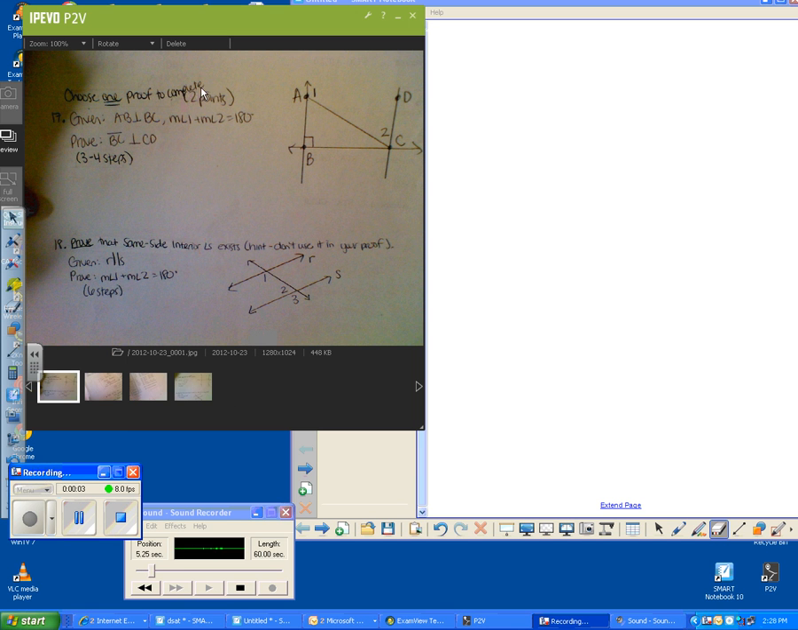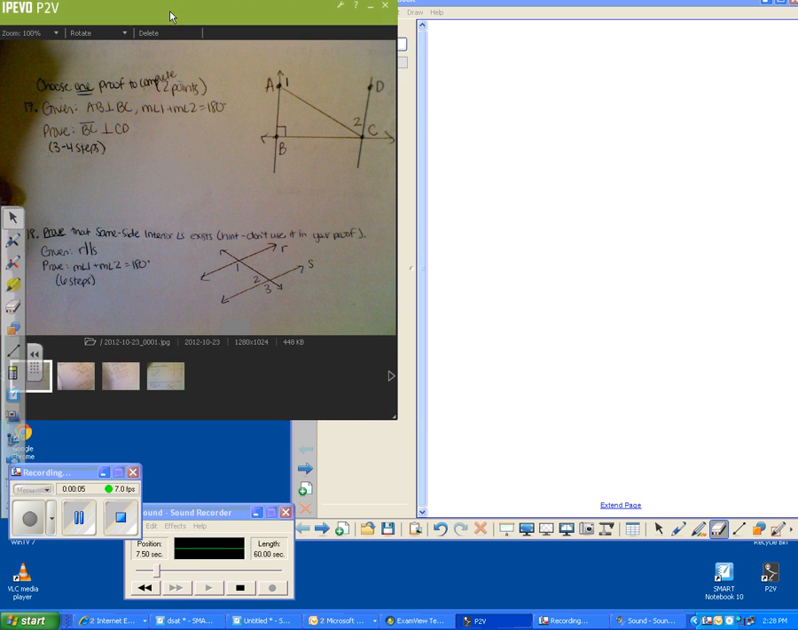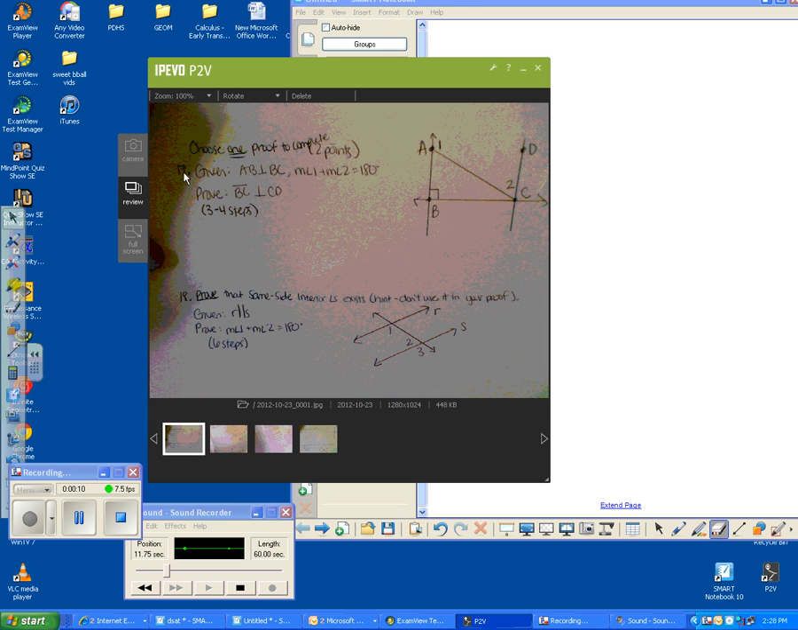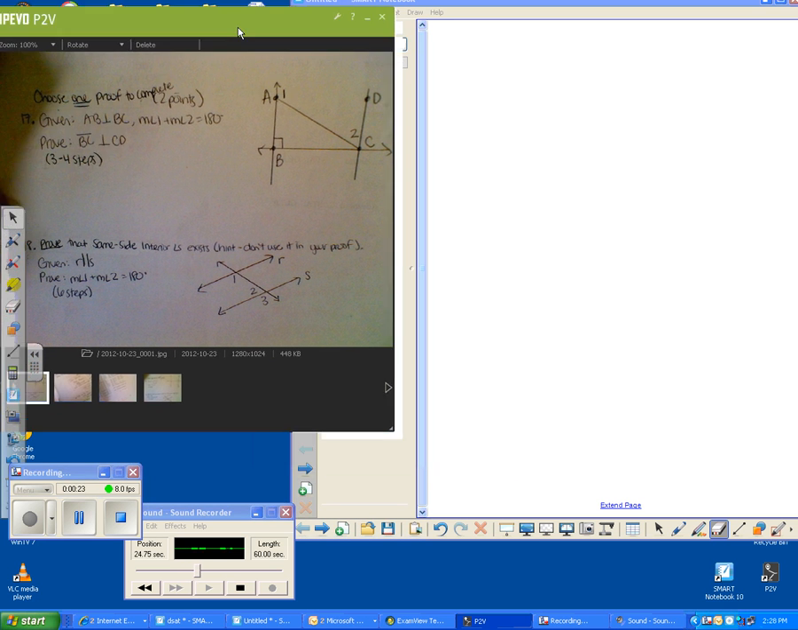Chapter 3 test, you guys had an option of picking two proofs. If you had the first test, number 17 said given AB is perpendicular to BC, and if I tell you that angle 1 and angle 2 add up to be 180 degrees, prove to me that this line BC is going to be perpendicular to CD. And I told you there's about 3 to 4 steps.